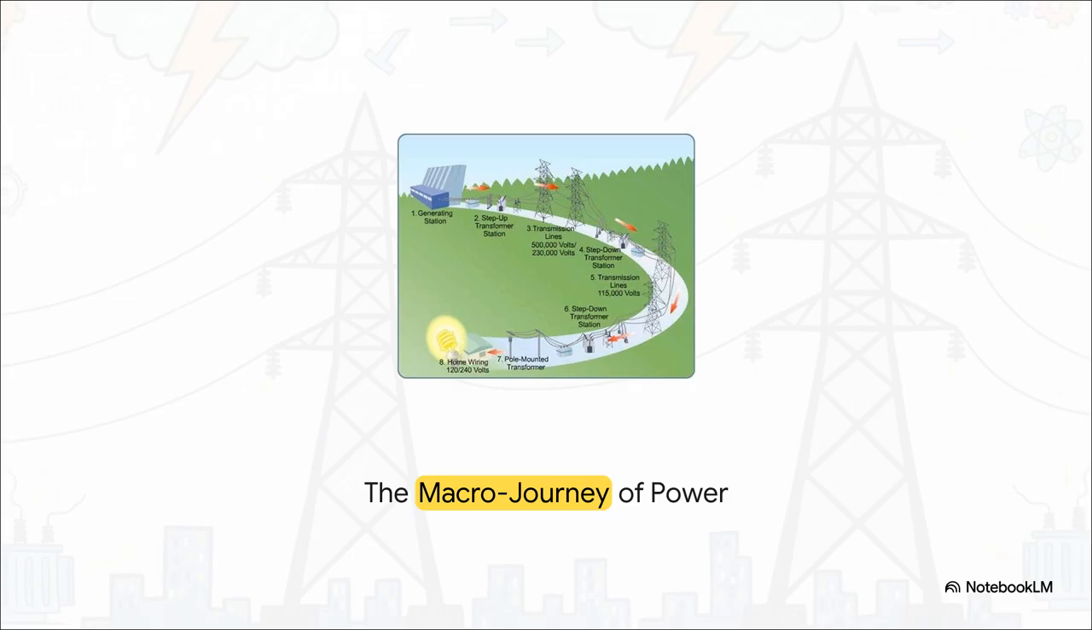To really ground ourselves here, let's start by looking at the macro journey of power. From the generating station all the way down to the wiring tucked inside your own home, power travels immense distances. And at every single stage, whether it's stepping up hundreds of thousands of volts to shoot across the country or stepping down at that familiar pole-mounted transformer outside your window, electricity is in constant, relentless motion. But as it travels these incredible distances, it gets subjected to some seriously intense physical forces.